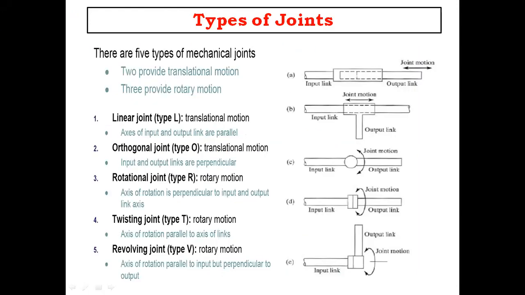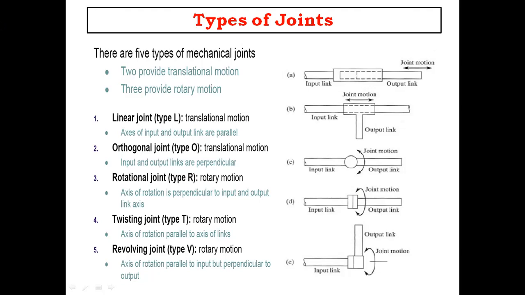Next, we have to see the different types of joints for robotics. We have 5 types of mechanical joints. Joints provide the motions of the robot. There are two different motions: translational motion and rotary motion. Among the 5 types of joints, 2 provide translational motion and 3 provide rotary motion.